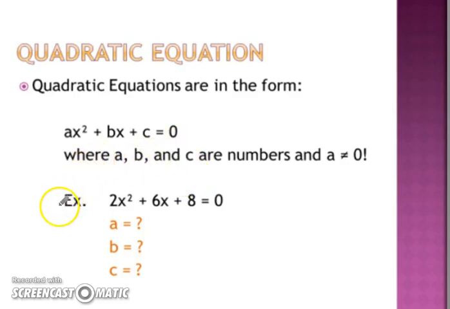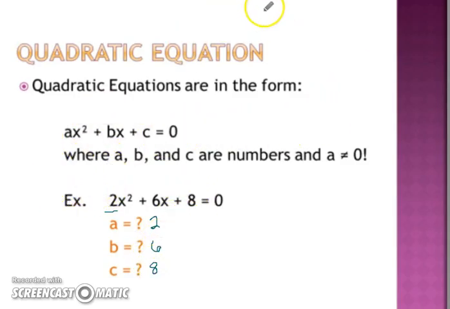So if you're given a quadratic equation, the first step before using your quadratic formula is to identify what the values for a, b, and c are. So in this equation, my a is the number multiplied by x squared. So my a is going to be 2. My b is the number multiplied by x. So the b in this problem is 6. And c is that constant term. So c in this one is going to be 8.